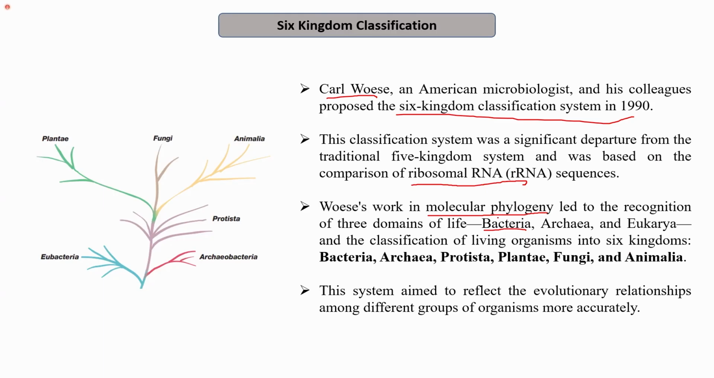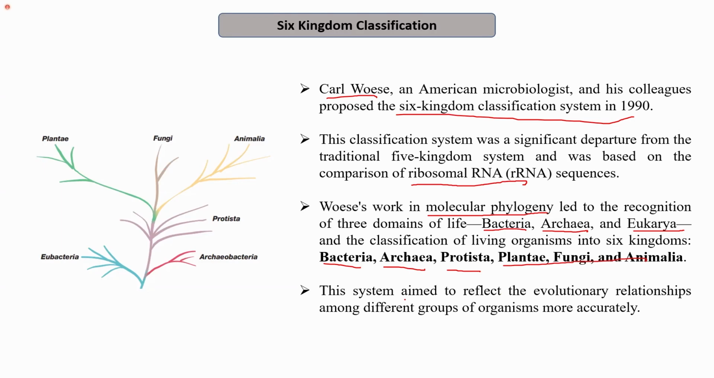So these defined 3 domains of life. The first one is bacteria, the second one is archaea, and the third one is the eukarya. So the classification was done into 3 domains, and then these domains can further be divided into kingdoms. So we can say that it is a 6-kingdom classification where the organisms were divided into bacteria, archaebacteria, protista, plantae, fungi, and animalia.